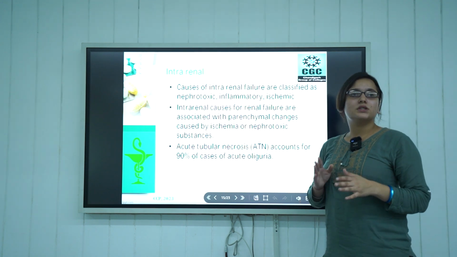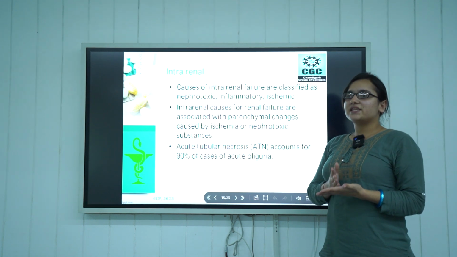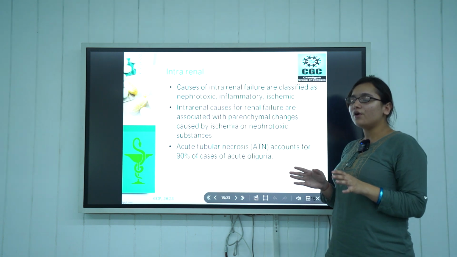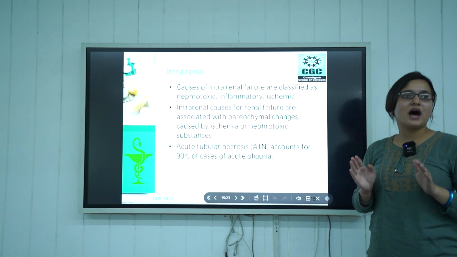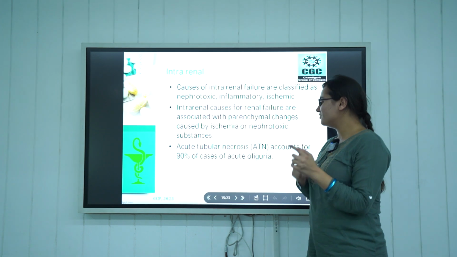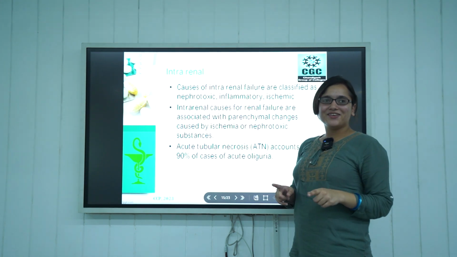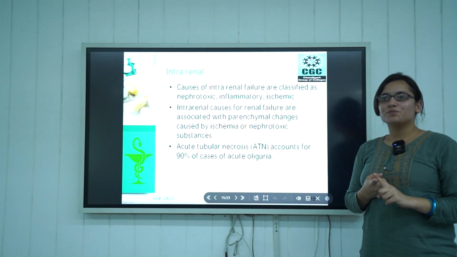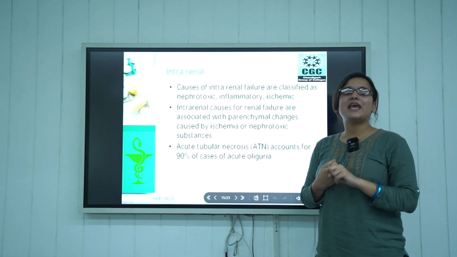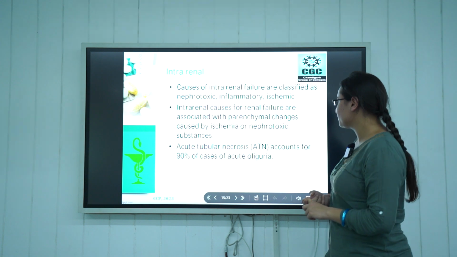As we have discussed earlier, oliguria is a stage when the urine output is less than 400 ml per day or less than 20 ml per hour. Okay?